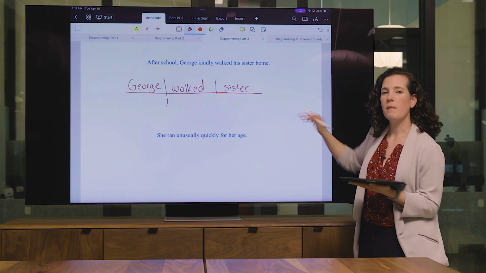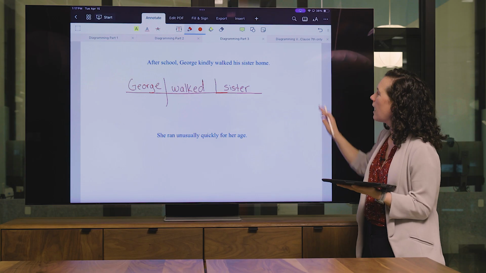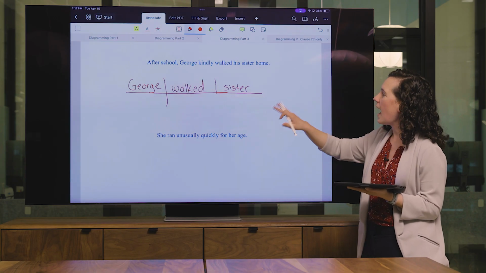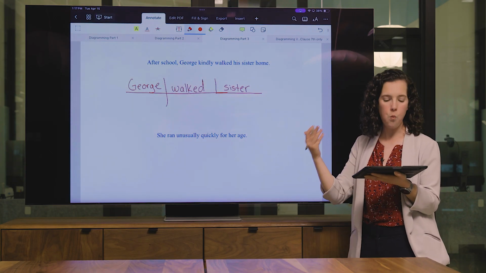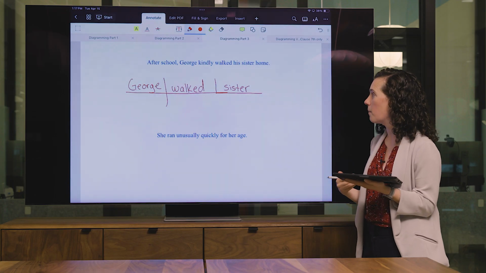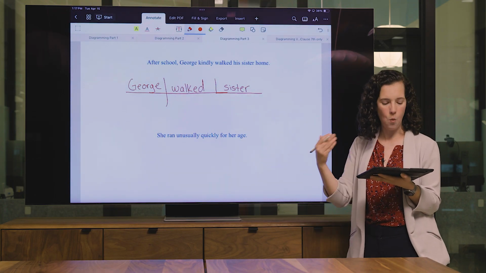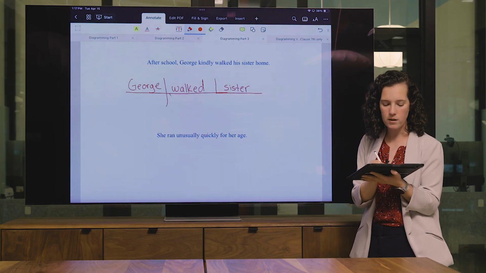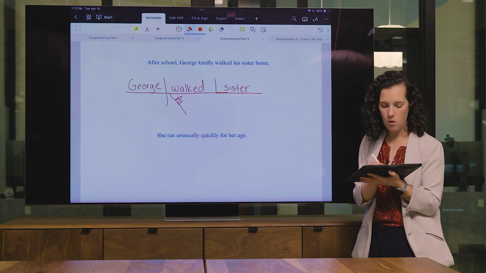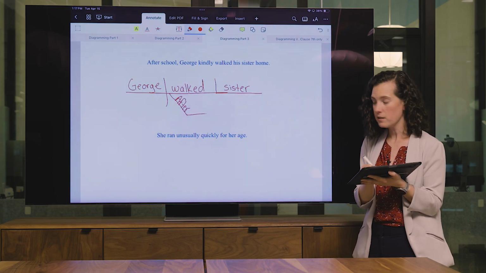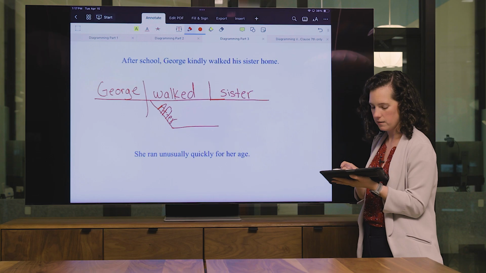It may sound a little weird to say he walked his sister, but if we think about the meaning of the sentence, that is who he is walking. He is walking her. He is escorting her home. So there's our subject, our verb, and our direct object. Now let's look at all our other words. After school tells us when he walked her home. So it tells us when about the verb walked. That would mean after school is a prepositional phrase underneath the verb walked.